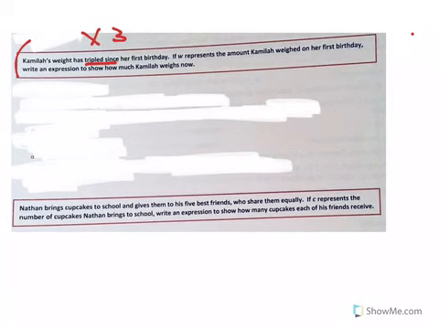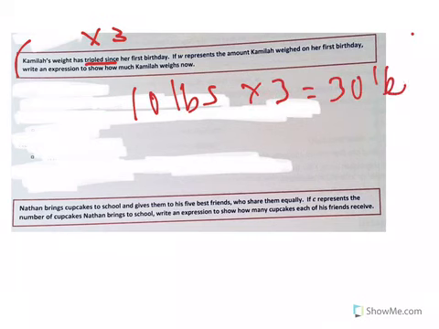So one way to think about this, if you're having trouble writing out the expression you think it should be, is to actually put a number in there. So let's pretend that Camilla weighed 10 pounds on her first birthday. Well, if it's tripled, that means times 3, so then she would weigh 30 pounds. That's not the answer to our problem. In fact, we definitely don't want to write that down as the answer because it's not true, or at least we don't know if it's true.